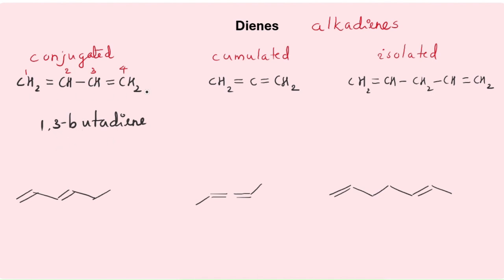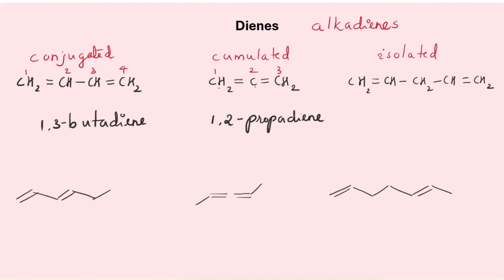So, 1, 3 butadiene. Similarly, for the cumulated, the double bonds will always be next to each other, like 1, 2, 2, 3, 3, 4, like that, right? So how do you name this? There are 3 carbons. So first we will name that part. So it's a propadiene, right? And choose the longest chain like this. And the double bonds are at first and second position. Therefore, 1, 2 propadiene. Or you can even write it as propa-1,2-diene. Either way it is correct.